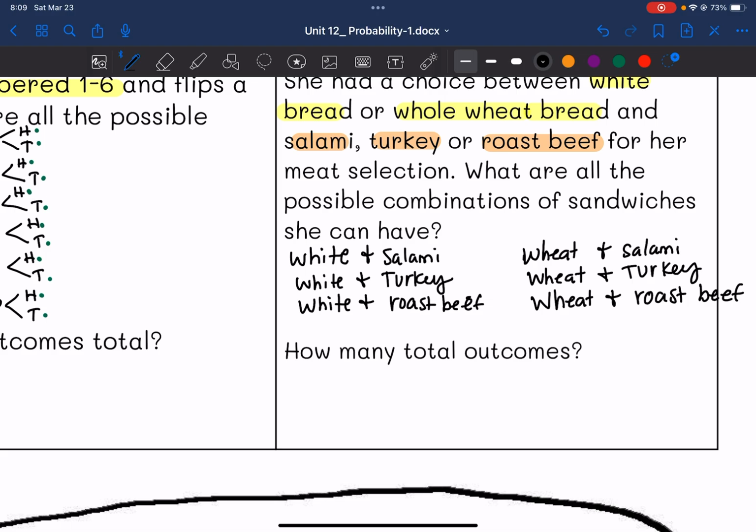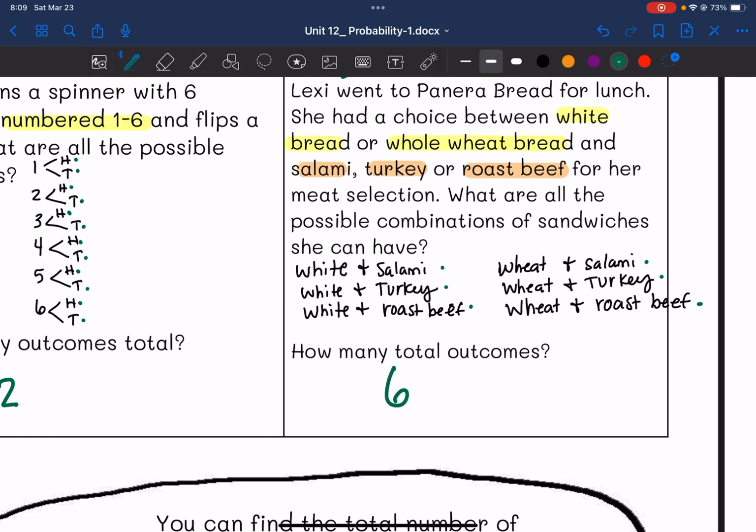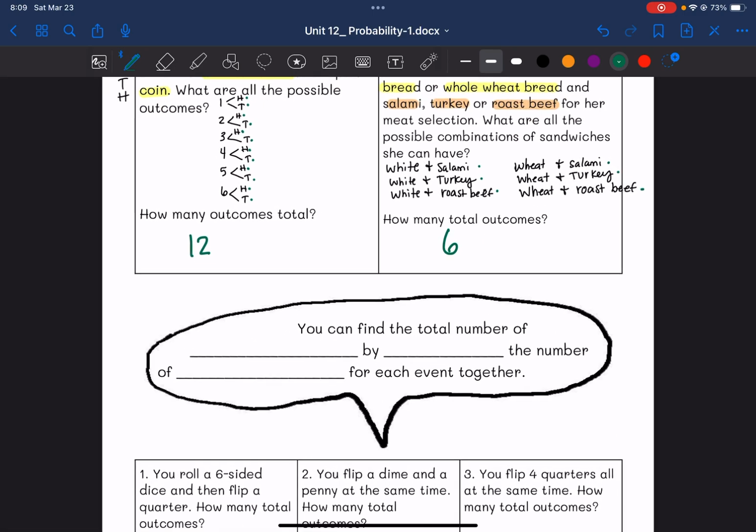Now let's count them up. She is going to have 1, 2, 3, 4, 5, 6 options. Now, there's a trick to finding out the total number of outcomes after we've either done the tree or the list. You can find the total number of outcomes by multiplying the number of outcomes for each event together. So this is what that means.